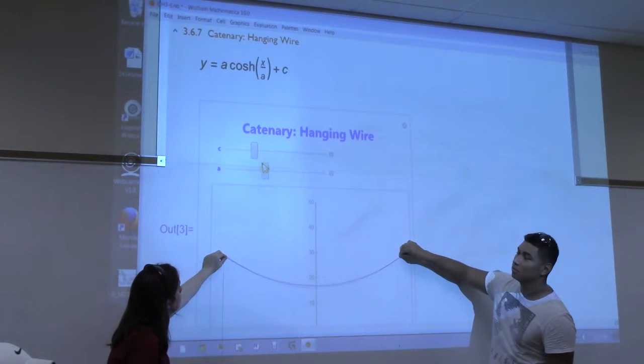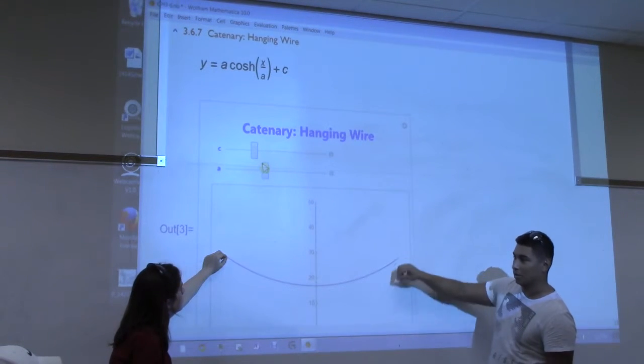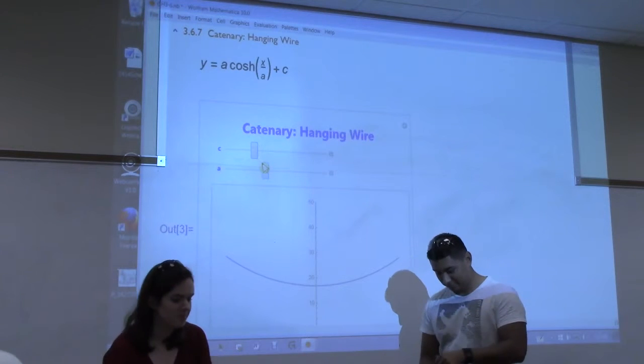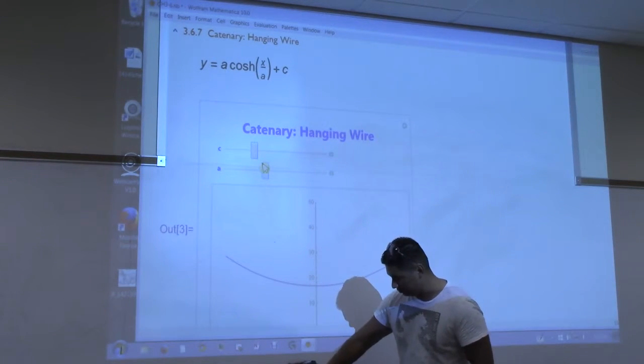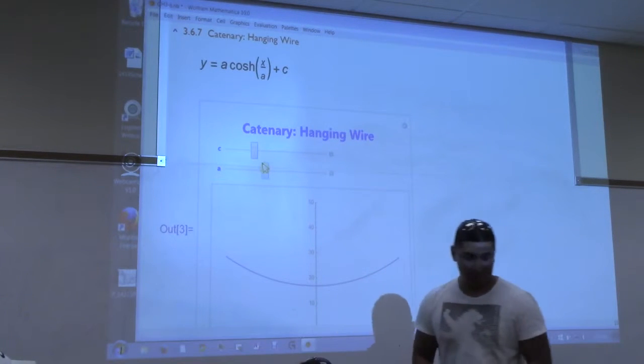So they're very important because you can let it go. Thank you. That's all I needed. Is that somewhat convincing that that function works for the hanging wire? All right, hopefully you're convinced.